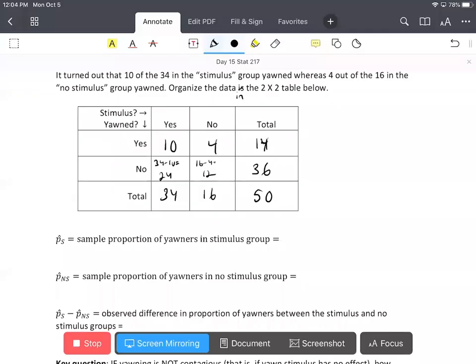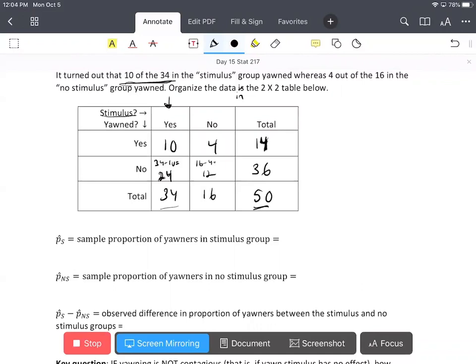So hopefully your table is that. I always start with, I know the total needs to be 50 because the sample size was 50. So I personally filled that in first. And then I went here and I try to fill in a column or a row at a time. 10 of the 34 in the stimulus group yawned. So stimulus, yes. So I'm going to look at this column. 10 yawned after, and then out of the 34. So then I know that what's left over has to be in this box here. That's 24, and so on.